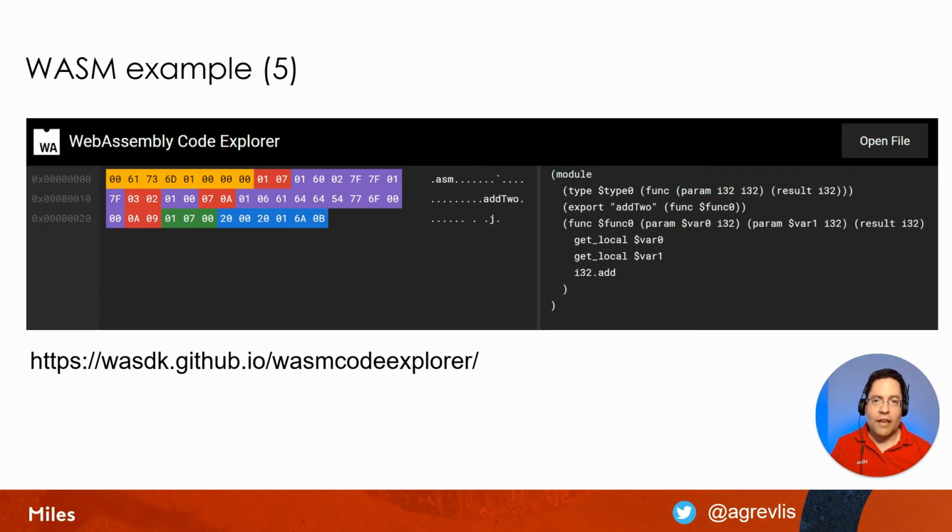So another tool that can be interesting to know about is something called the WASM Code Explorer. With WASM Code Explorer, you can take a binary WASM file, upload it, and then see the textual representation of that file. That's what we have done here. We've uploaded the binary WebAssembly that we just made in the previous step, and we get the same textual representation as before.